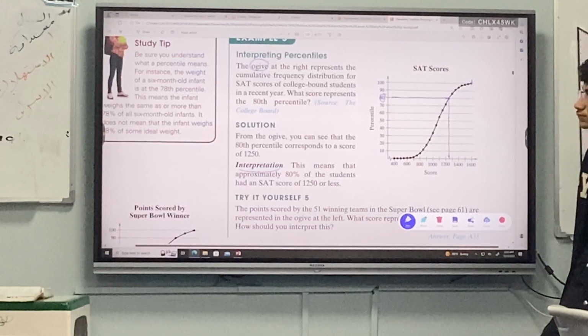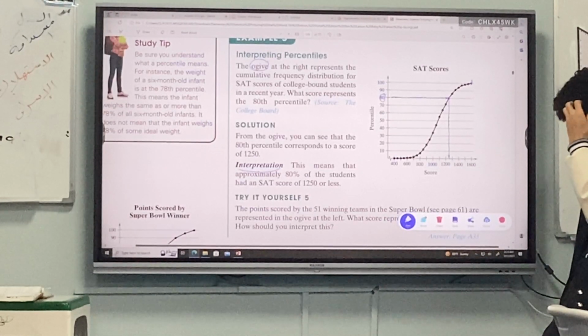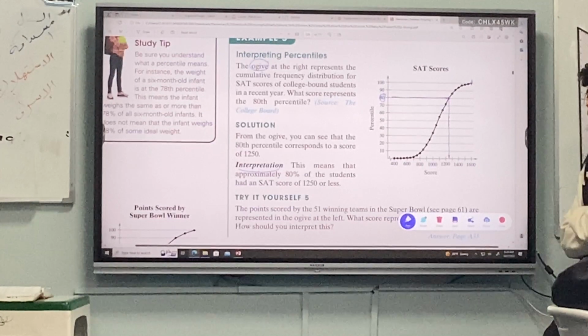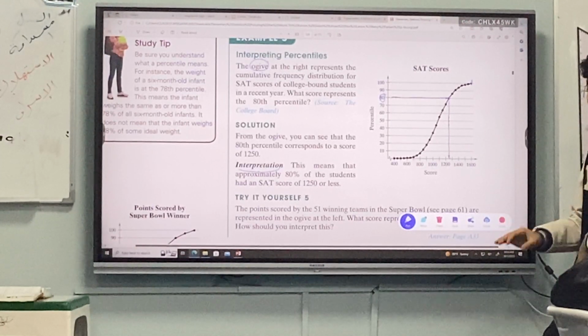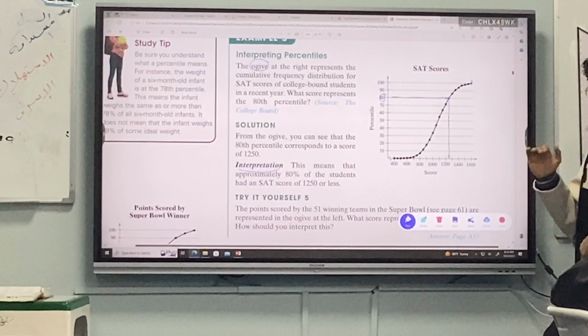Did you understand the Ogive? You can solve the percentile based on the frequency. Yeah, it's just the score area. Like the number of students, because you're plotting how many students you have. I'm saying the score of how many students got the score.